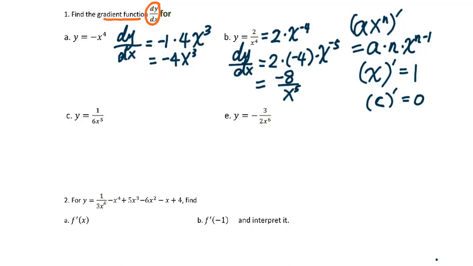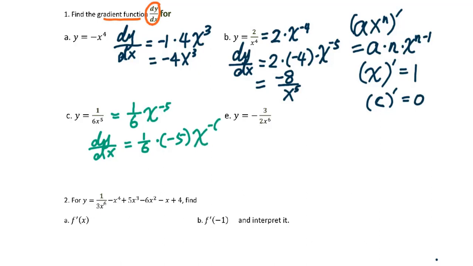Let's go to c. For c, you have to change into single power first. So 1 over 6 x to the negative 5th power. Then you get dy by dx equals 1 over 6 times negative 5. Then x to the negative 5 minus 1, that's negative 6. This is over 1. So we get negative 5 over 6. X to the 6th power goes to the denominator.